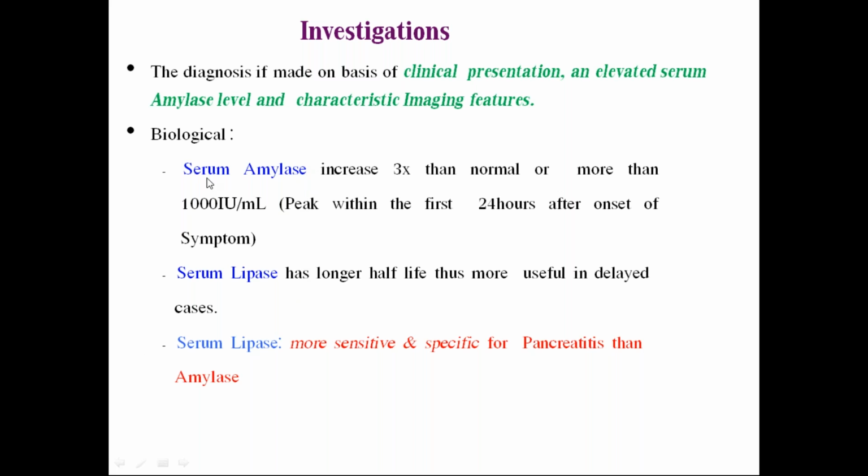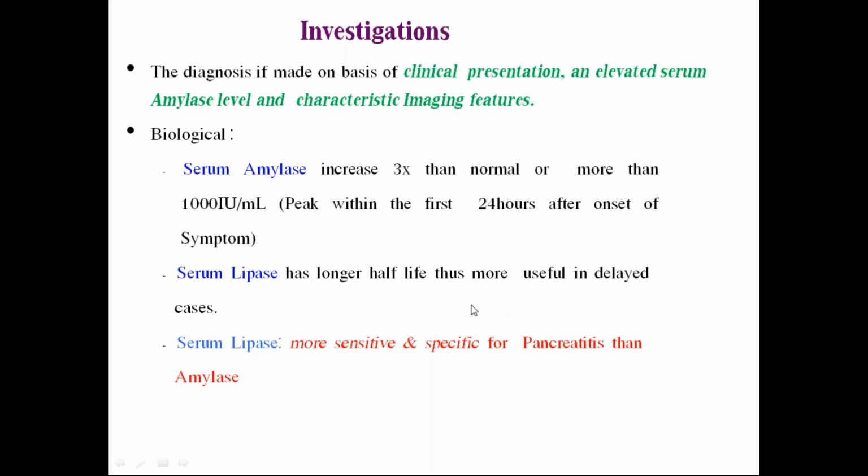So early in the course of the disease, serum amylase rising to more than 3 times the normal value, or roughly more than 1000, is confirmatory. 3 to 5 times the normal value is suggestive of acute pancreatitis. The problem with serum amylase is it will be raised in other abdominal pathologies also, like intestinal perforation, hollow viscus perforation, obstruction, and renal failure. In these conditions also serum amylase can rise. So a rise in serum amylase is not specific.